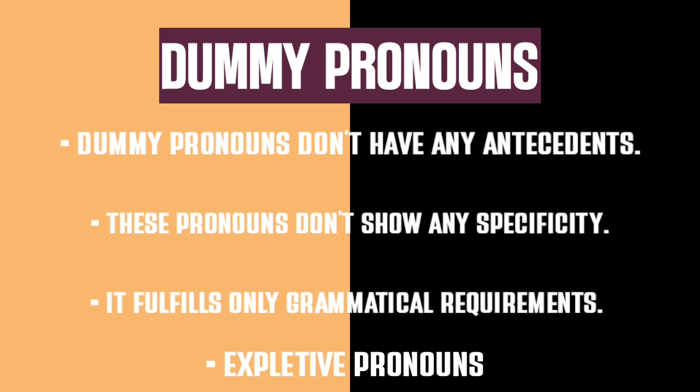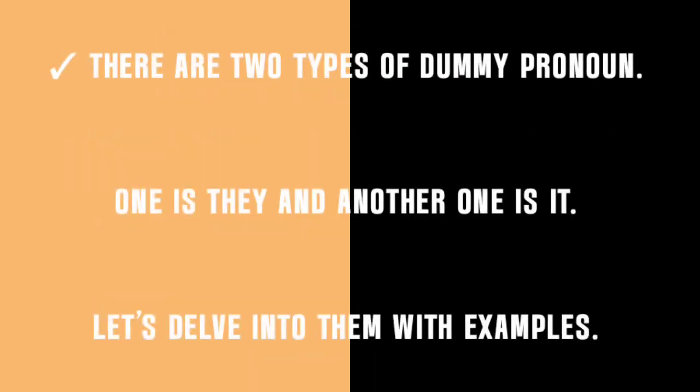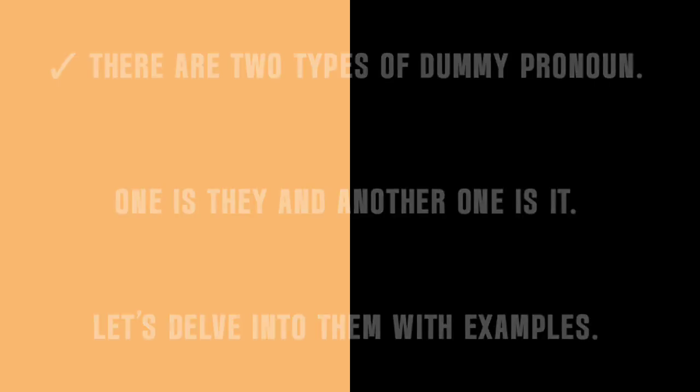Now you will think, what are antecedents, and how do they help to fulfill all grammatical requirements? Well, it will surely come to your mind, but I shall tell you in the next part. I shall give you some examples which will help you to remove all your doubts one by one. But before that, I have to tell you one thing: dummy pronouns have two types. One is "there", another one is "it".